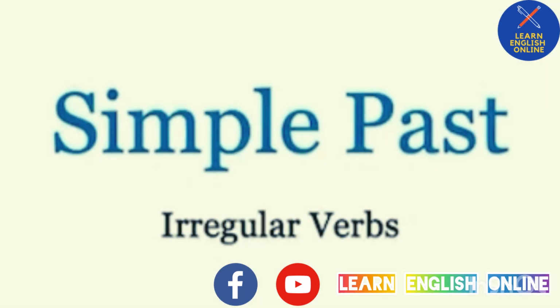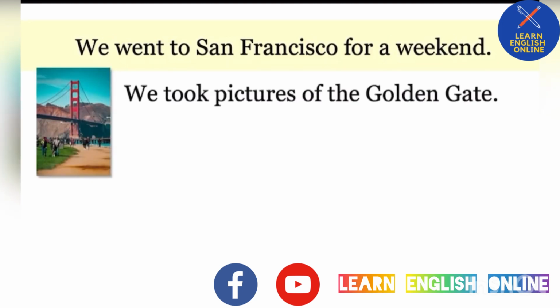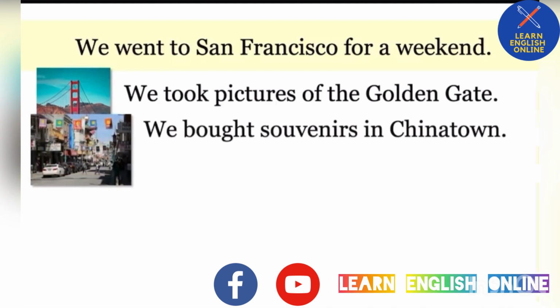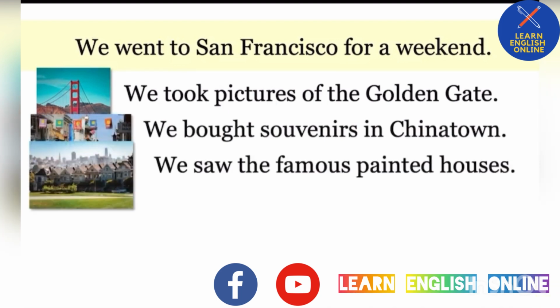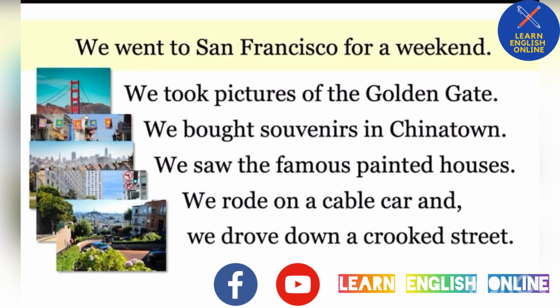Simple past, irregular verbs. We went to San Francisco for a weekend. We took pictures of the Golden Gate. We bought souvenirs in Chinatown. We saw the famous painted houses. We rode on a cable car and we drove down a crooked street.